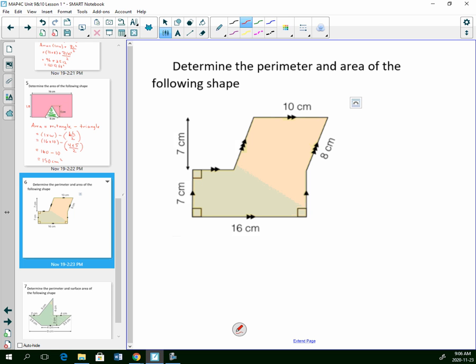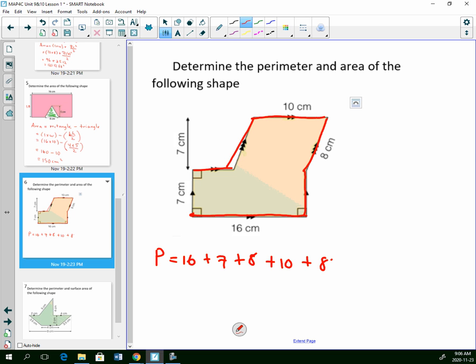For perimeter, I'm just going to start here and work my way around. So that's 16. This side is 7. This side is 8. This side is 10. This side is 8. And the reason I know it's 8 is because it has these parallel lines, so I know that the measurements are the same.